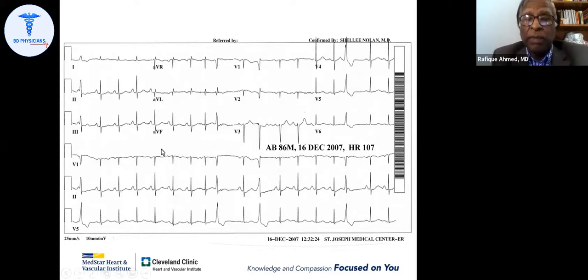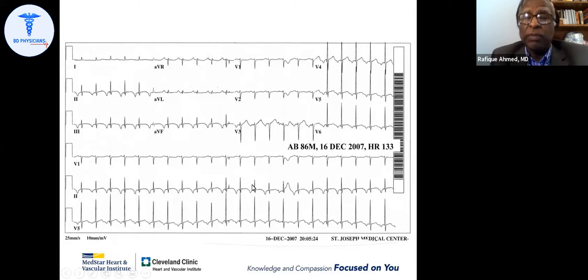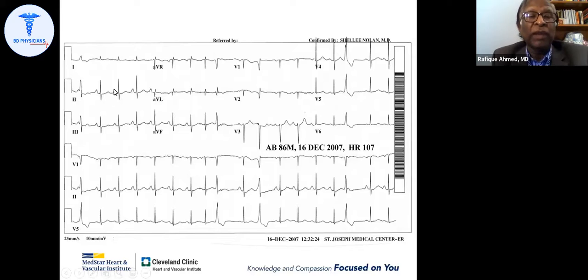This is another rhythm. I'm not going to say the same patient, but when it converts back to sinus rhythm, you can see now that clearly the P wave is upright in 2, 3, aVF. A biphasic, kind of funny wave in aVL.